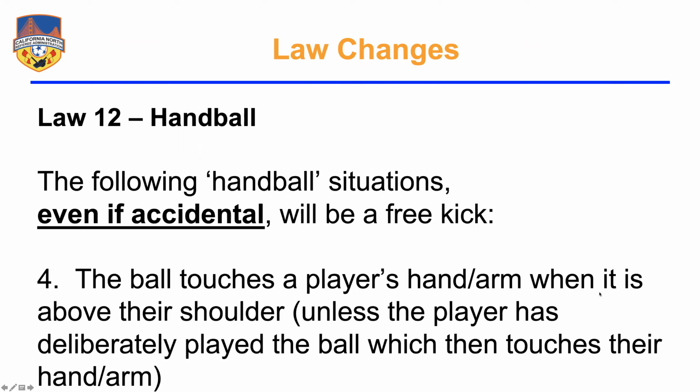We want to punish that with a foul unless the same player whose arm it hit is the player that just kicked the ball. So if I kick the ball and I hit myself in the arm with it, we don't want to call that a foul because that's not intentional. That's not something that they meant to do, and we don't want to punish them for that.